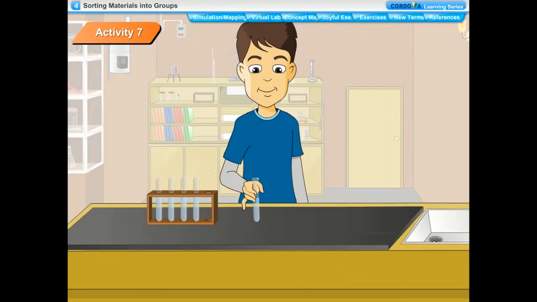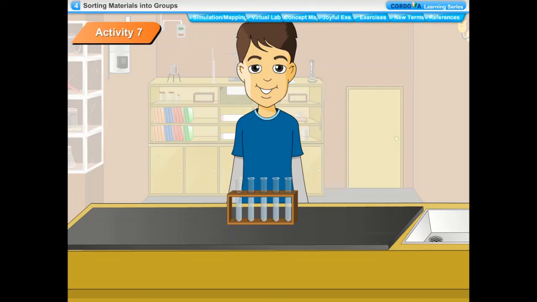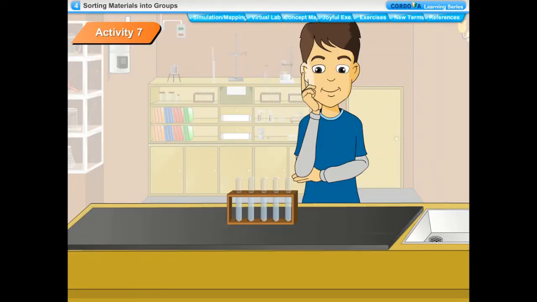Shake each test tube vigorously and place it in the test tube stand. Allow the test tubes to stand for some time and observe.